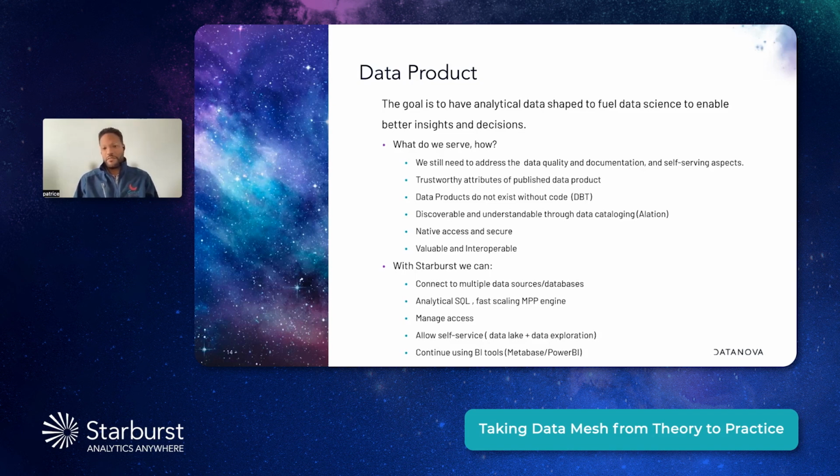And this data needs to be valuable and interoperable. And that's a big point for us, because once you publish a data product, it rarely lives by itself. It brings value in our data science world when we join this data with other data from different domains. And all of that access to data needed to be native and secure. With Starburst, we can connect to multiple data sources in the database. We had our analytical SQL with a fast scaling, massively parallel processing engine. We could manage access, allow the self-service from a data lake and the data exploration point of view. And most importantly, the current team could use the tools that they were most familiar with, like Metabase and Power BI.